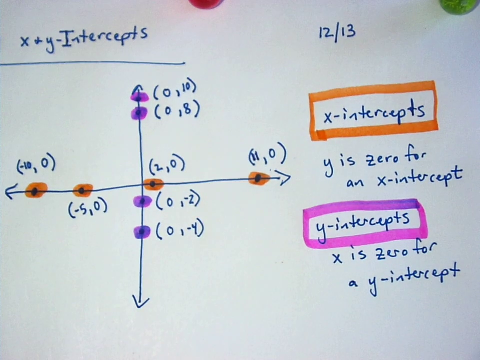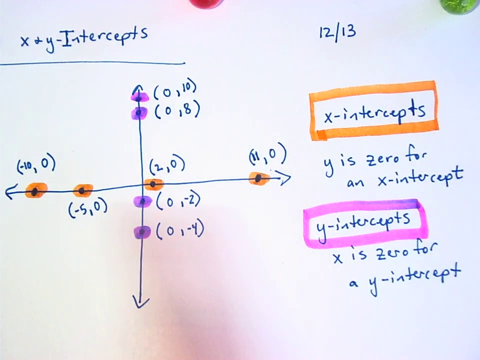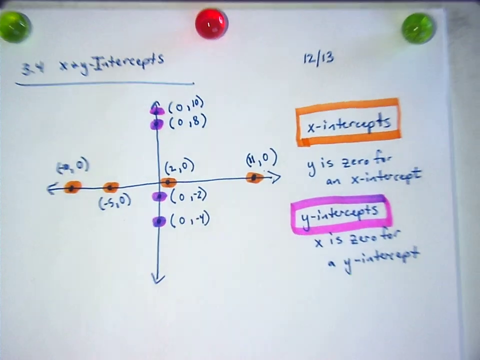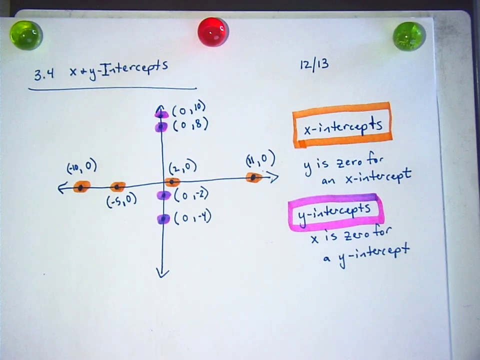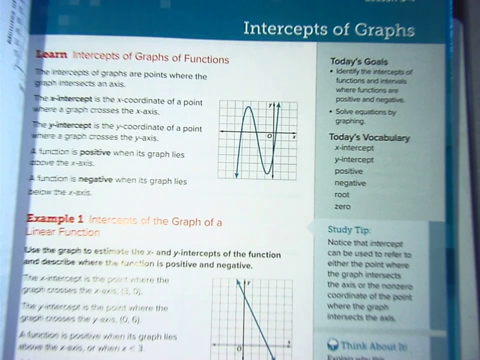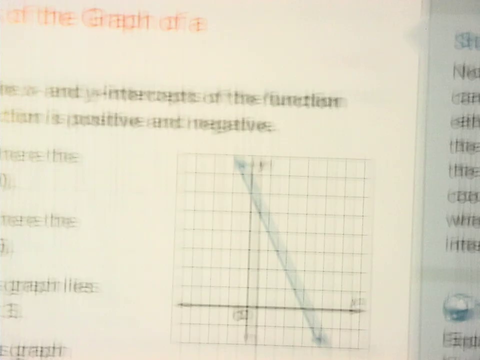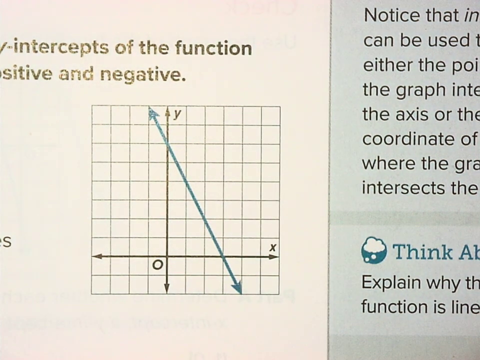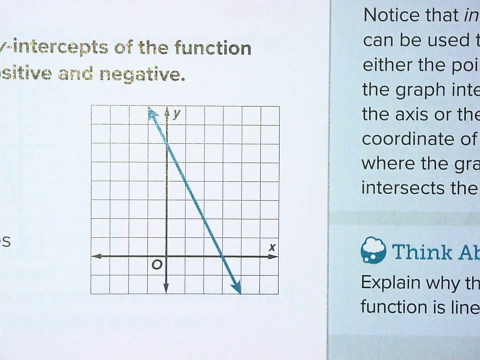So the y-intercepts are the ones that are going up and down here, and the x-intercepts are there. And notice how it is 0 for the opposite one, no matter what. Okay, so now we're going to try some examples. Can somebody raise their hand and tell me what the x and the y-intercept are of this graph?